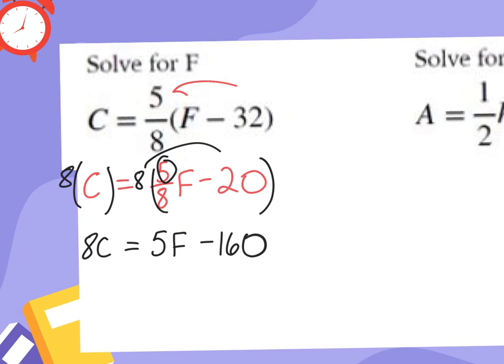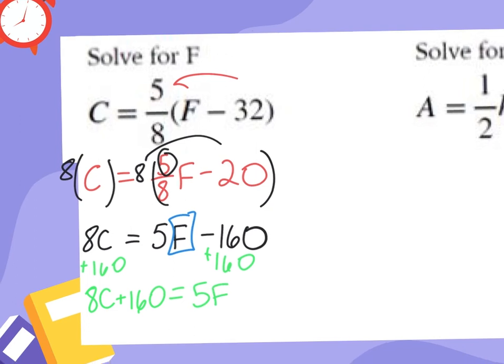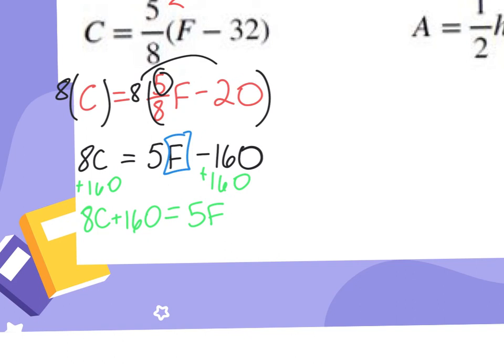Okay, so again, we're trying to get F by itself here. What should I move first? Add the 160 over. So 8C plus 160 equals 5F. Now what? Divide by F? Yep, divide by 5. Good. Divide by 5 on both sides. We end up with 8/5 C plus, what's 160 divided by 5?